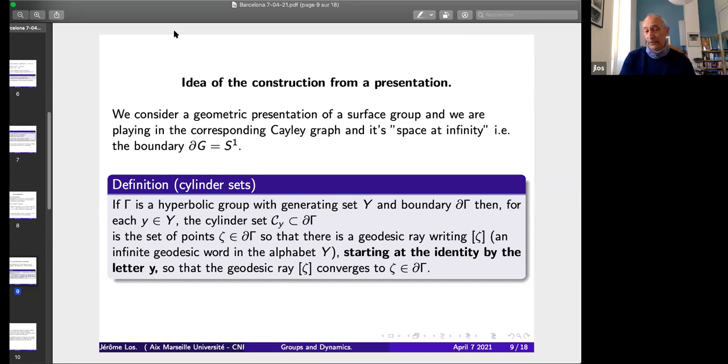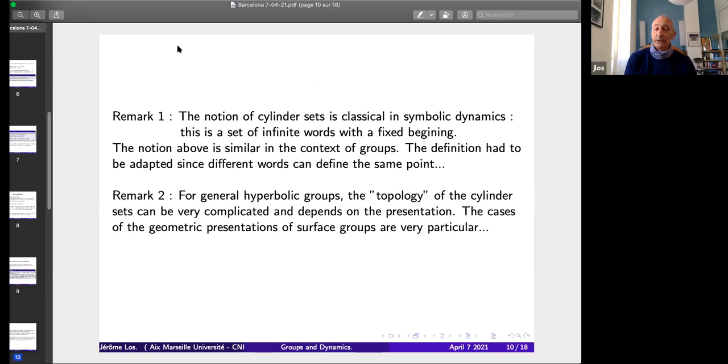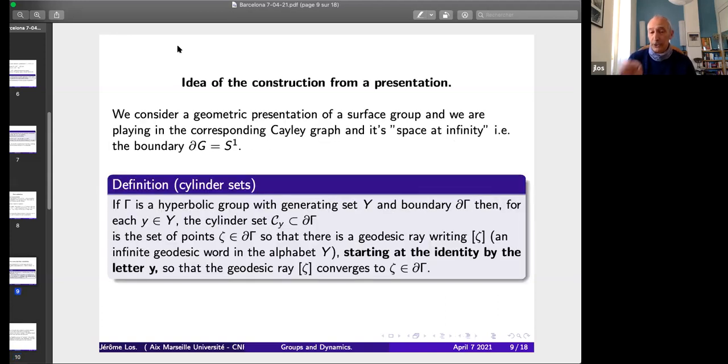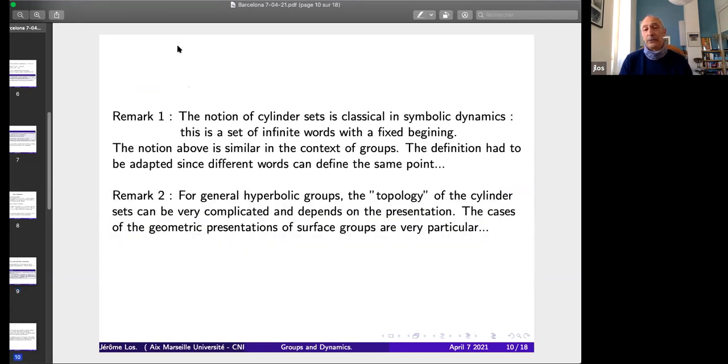And so this is very reminiscent of the cylinder set in combinatorial dynamics. In combinatorial dynamics, the cylinder set is just a subset of the set of infinite words that start with a fixed beginning. So here, the beginning is just one letter, one generator, and the geodesic ray is an infinite word in the Cayley graph.